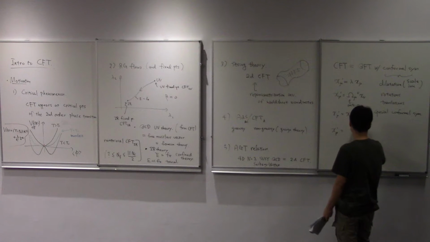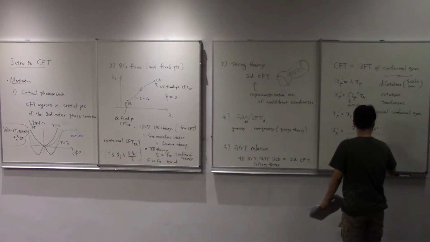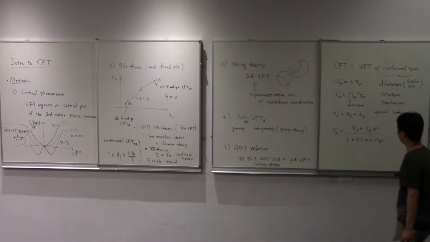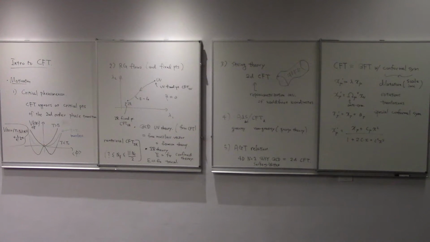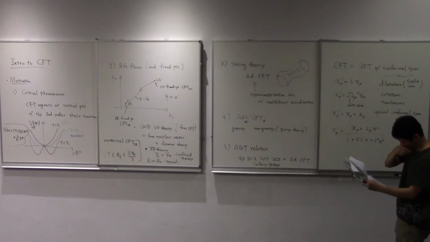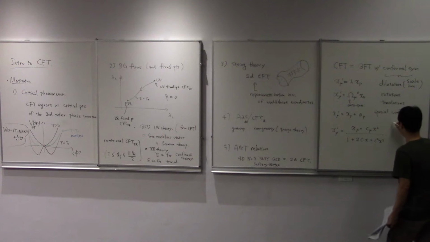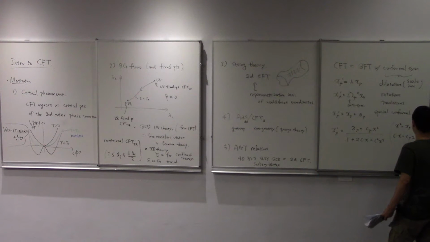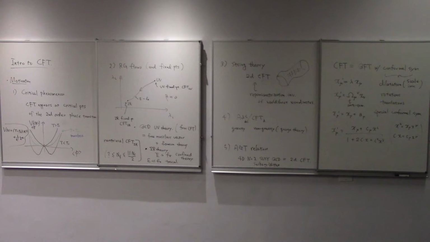And then this is the special conformal transformation. So I define x mu, and Cx is C mu x mu. So the conformal symmetry is not just a scale invariance, but it includes all these symmetries.